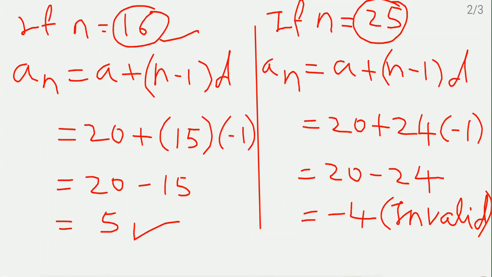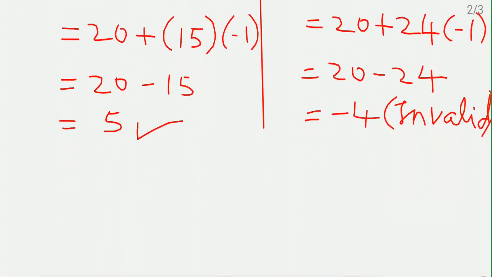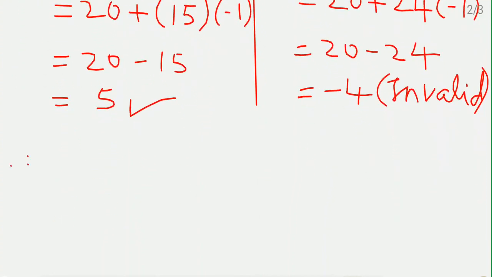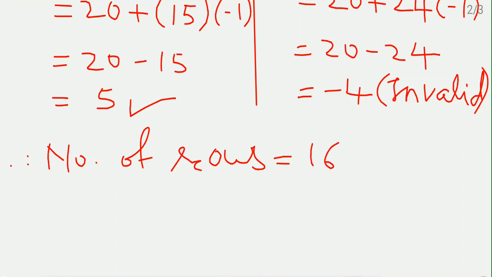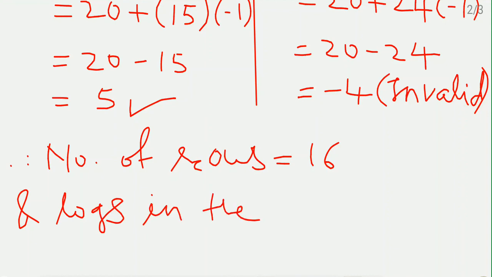So finally, we'll write down the answer. Therefore, number of rows is equal to 16 and logs in the last row is equal to 5. Correct?